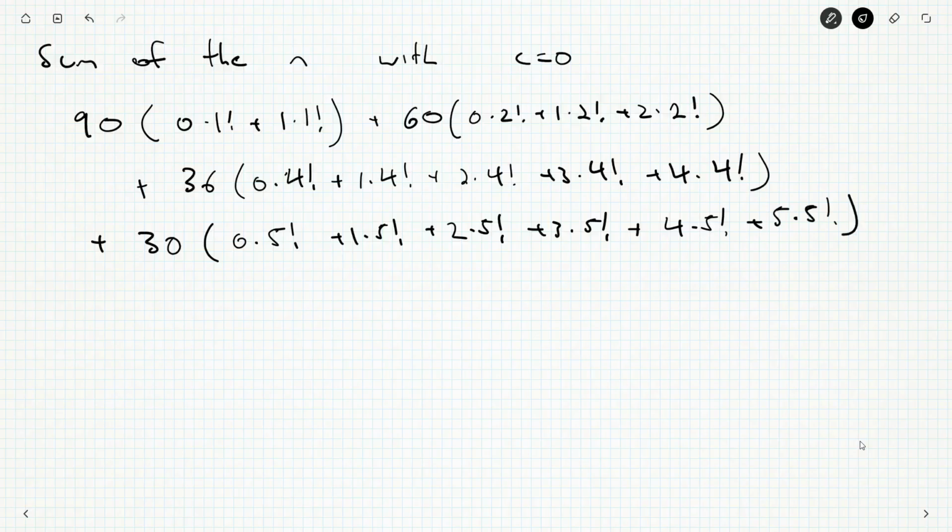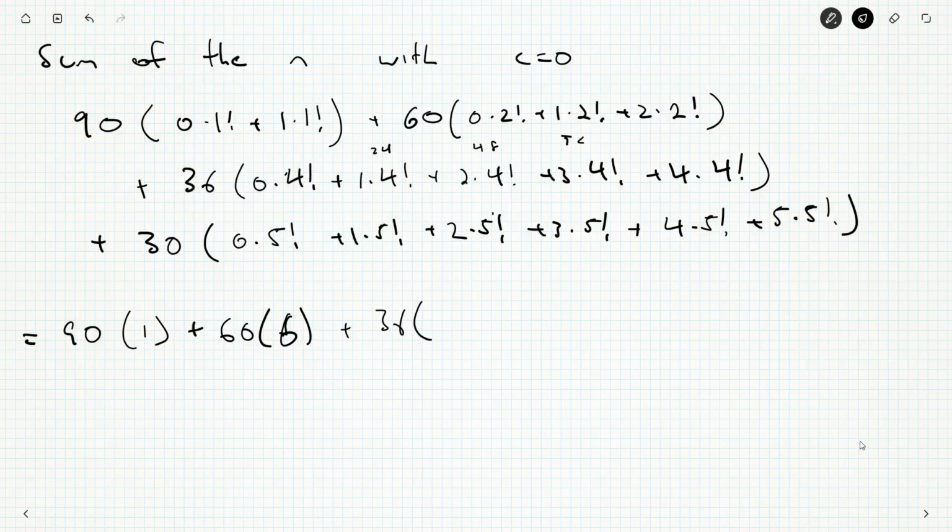Okay, so this is 90, 0, and then 1. So this is 90 times 1. 60, 2 and 3, sorry, 2 and 4 is 6. 36 times 24, 48, 72, and what am I thinking here? It's a 96. I suppose I could just say 10 times 24, because 1 plus 2 plus 3 plus 4 is 10. So 240, I guess, would be the fastest way. 1 plus 2 plus 3 plus 4 plus 5 is 15. 15 times 120.